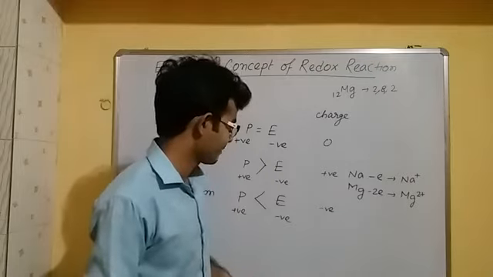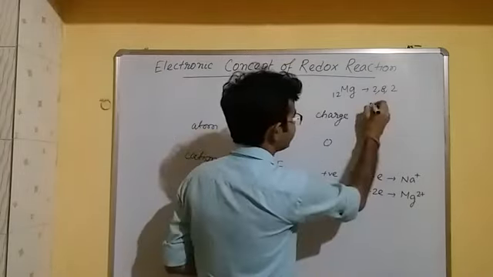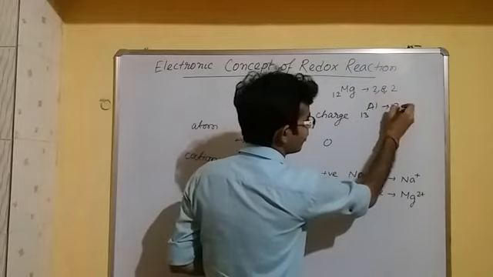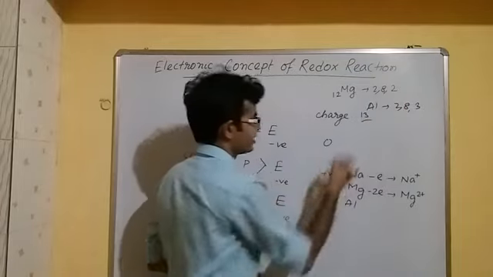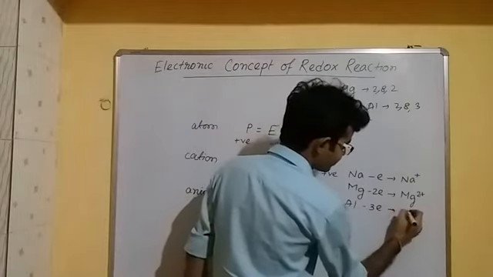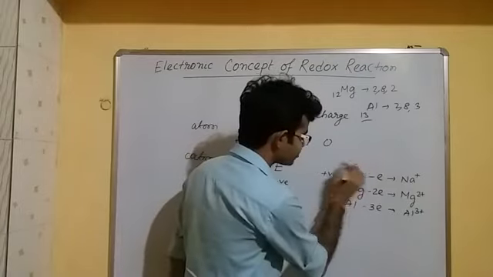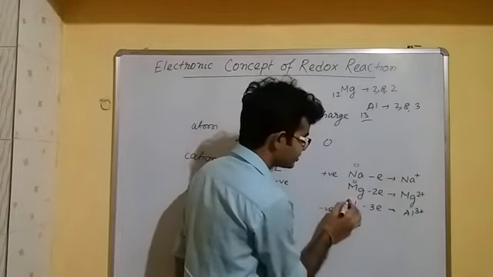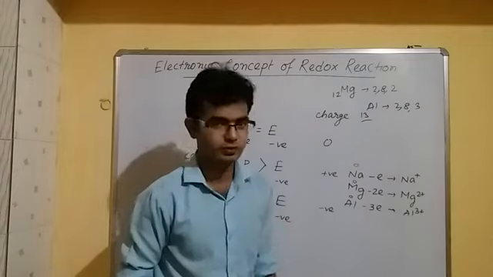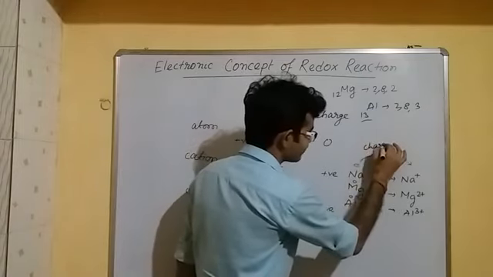Next, if we discuss aluminium, electronic configuration 2, 8, 3, as its atomic number is 13, it will lose 3 electrons to fill its octet, so it will form Al3 plus. So it is very much clear that the charge of sodium atom is 0, charge of magnesium atom is 0, charge of aluminium atom is 0. When the atom loses electron, its charge increases.